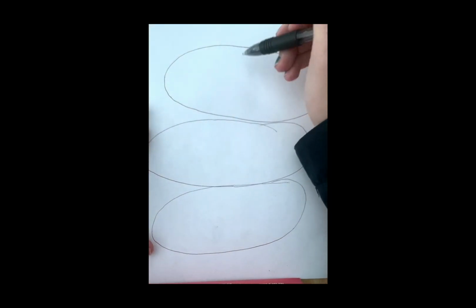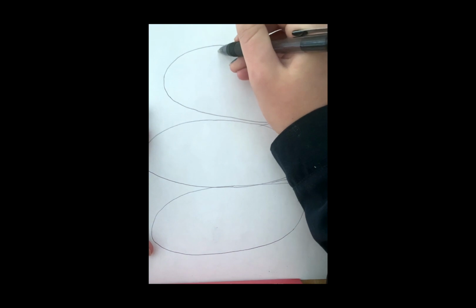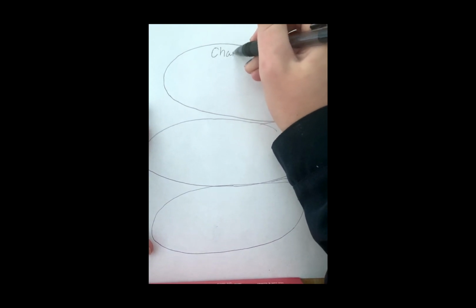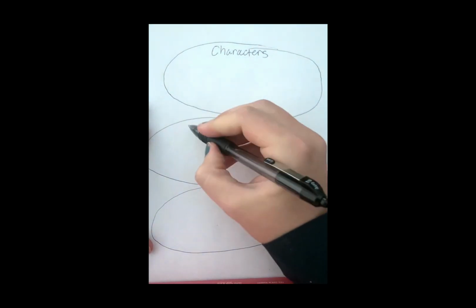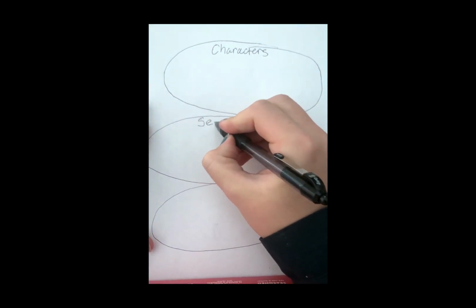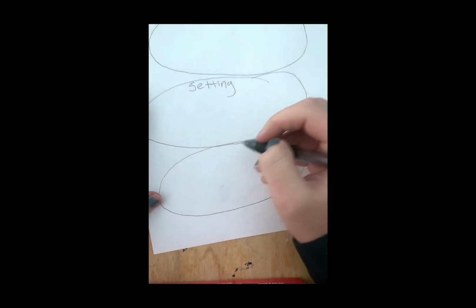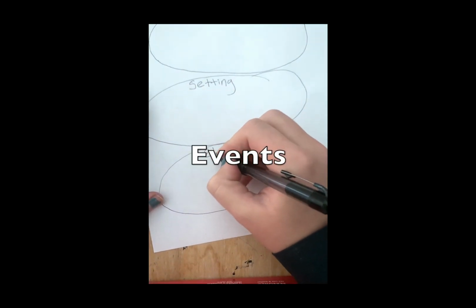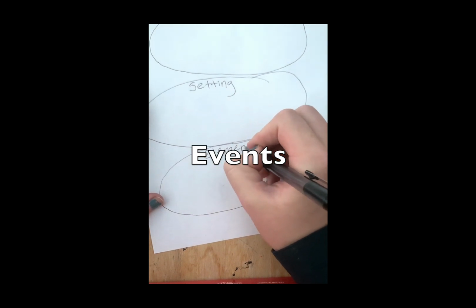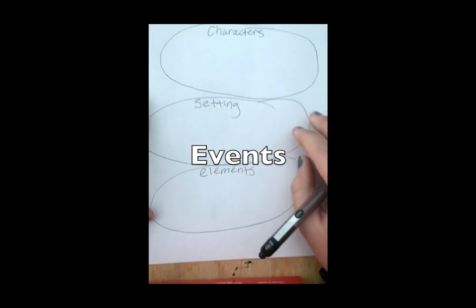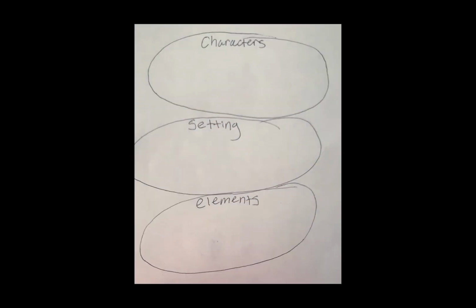Alright, now that we've got our 3 big circles, I want you guys to write characters in the first one, settings in the next one, and events in your last circle. I accidentally wrote elements here, but please make sure yours says events.